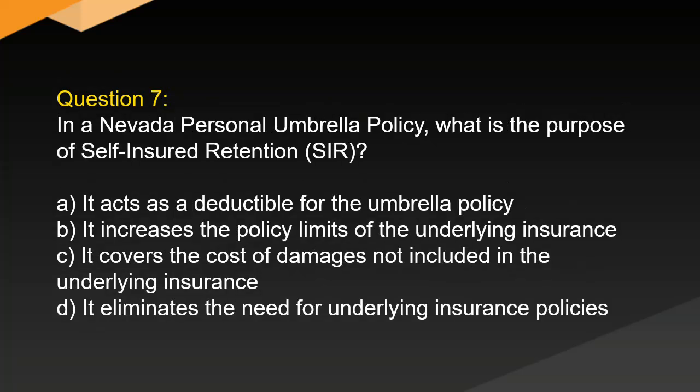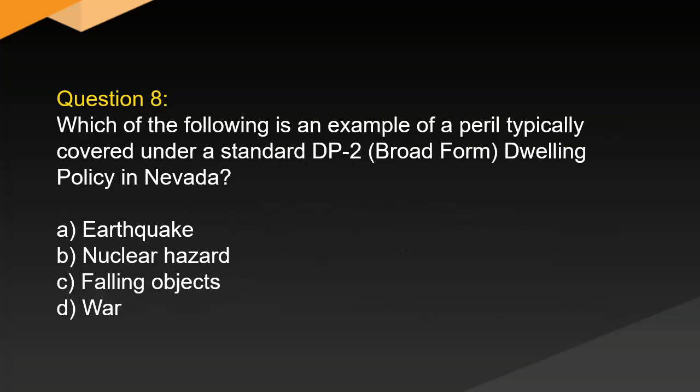Question 7. In a Nevada personal umbrella policy, what is the purpose of self-insured retention, SIR? A. It acts as a deductible for the umbrella policy. B. It increases the policy limits of the underlying insurance. C. It covers the cost of damages not included in the underlying insurance. D. It eliminates the need for underlying insurance policies.